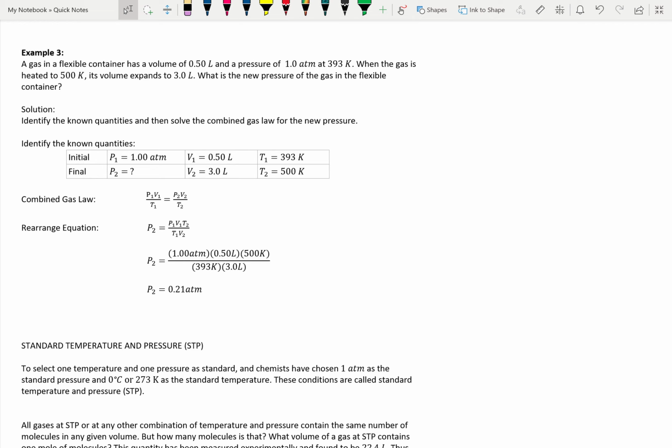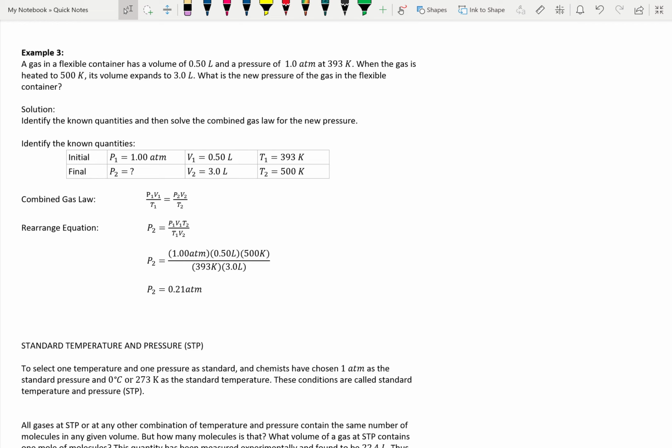So our starting pressure is 1 atmosphere, and our starting temperature is 393 Kelvin, so we don't have to convert it. When the gas is heated to 500 Kelvin, that's our final temperature, the volume expands to 3 liters. That's our final volume. So we're going from half a liter to 3 liters, and from 393 Kelvin to 500 Kelvin.